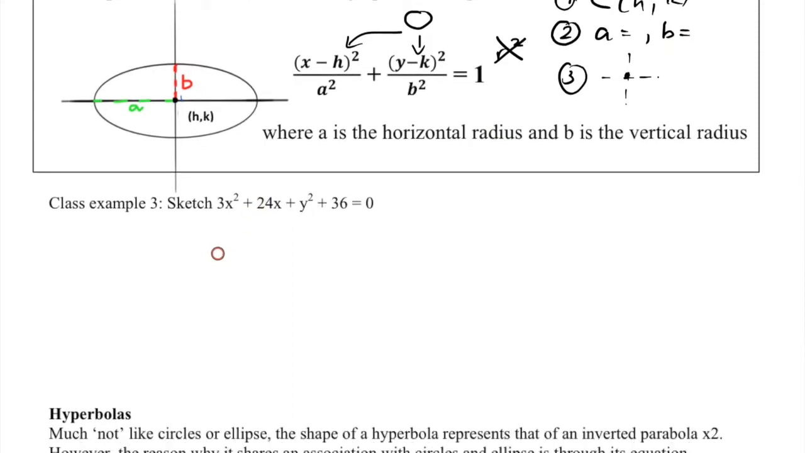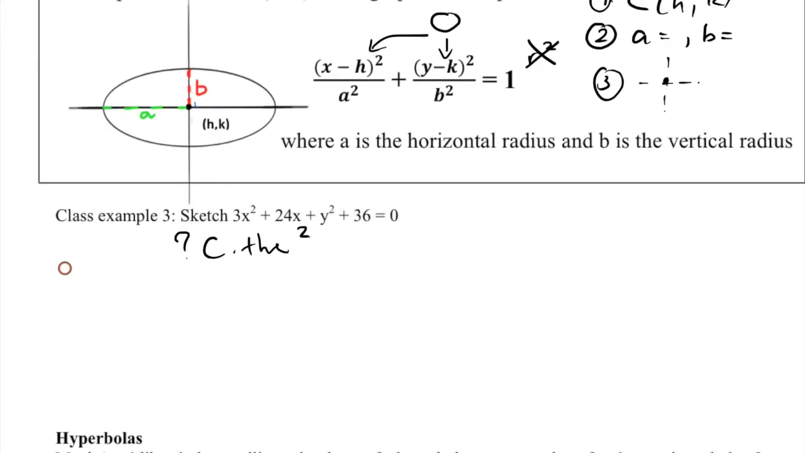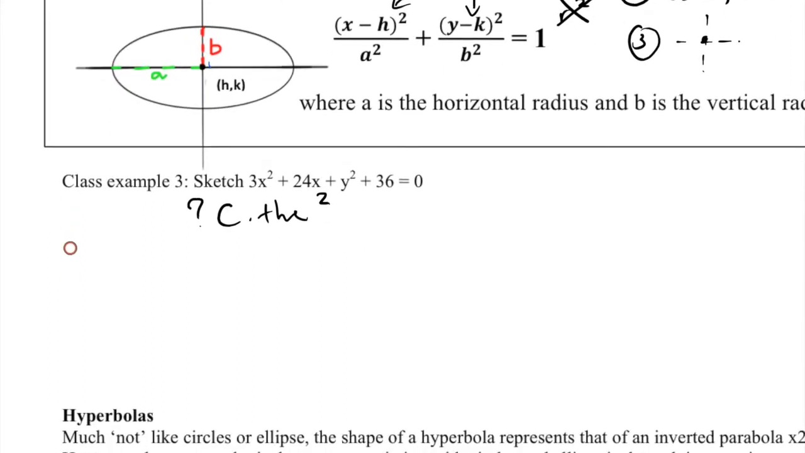Right, so class example 3. Sketch 3x squared plus 24x plus y squared plus 36 equals 0. If you want to have a go, you can pause the video here, or if not, you can just continue along. What do you do? Once again, just complete the square. Right, so how do you complete the square for this? I'll just zoom in so we can get more writing space.